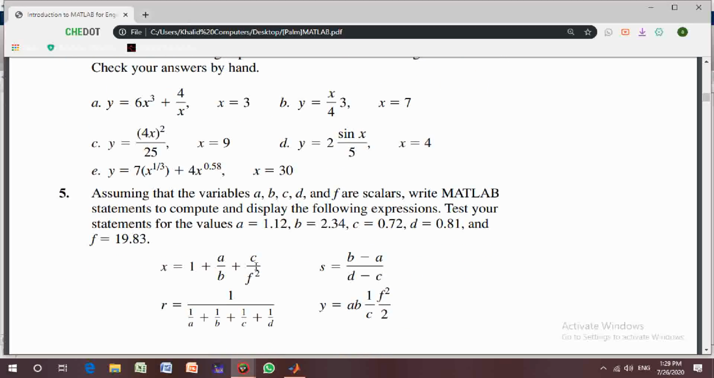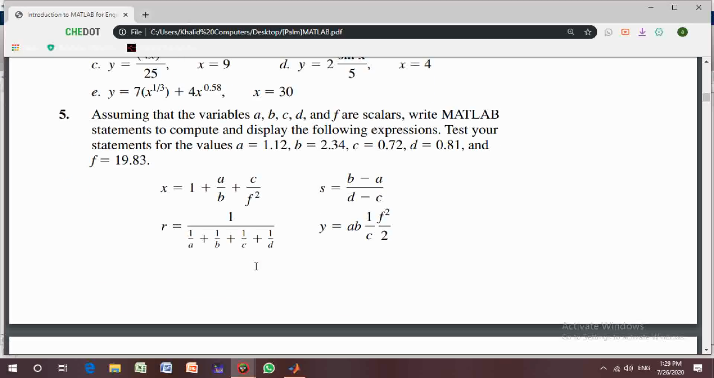Assuming the variables a, b, c, d, f are scalars, write MATLAB statements to compute and display the following expressions. Your statements for the values a is equal to 1.12, b is equal to 2.34, c is equal to 0.72, d is equal to 0.81, and f is equal to 19.83. And part x is equal to 1 plus a over b plus c over f square. s is equal to b minus a over d minus c. r is equal to 1 over a plus 1 over b plus 1 over c plus 1 over d. And y is equal to a b into 1 over c into f square over 2.